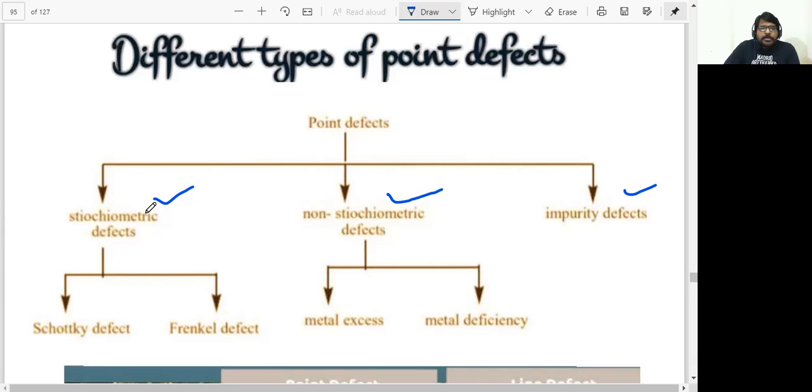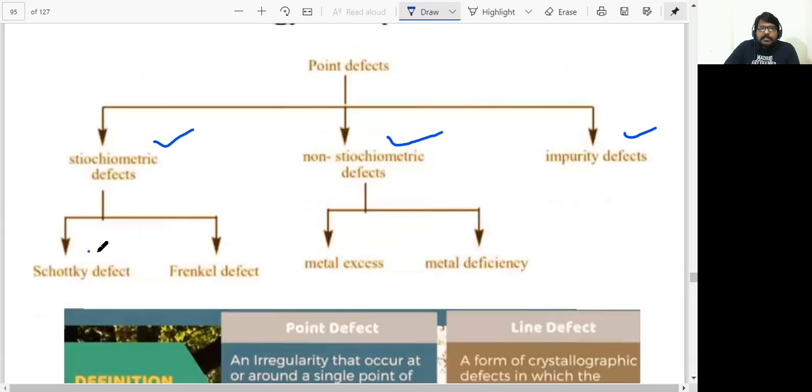And these stoichiometric defects are further classified into Schottky defects and Frenkel defects. So now we need to understand what are Schottky defects, in which kind of solids the Schottky defects are observed, and what are Frenkel defects, which kind of solids show Frenkel defects, and what are the differences between Schottky defects and Frenkel defects. That is our discussion in this video.